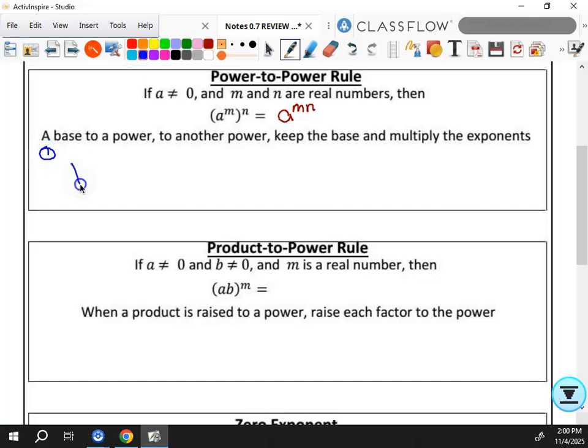So if I have x to the 5th to the 3rd power, right? Power to a power, you just multiply. That's all there is to it. This is x to the 15th.